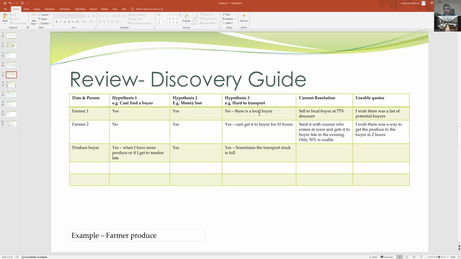When the tomatoes are there, I can take it to this place very easily, so transporting it is not an issue. Transporting it to the final buyer is not a problem. I sell it to the local buyer, so I don't have a problem sending it to someone else. So what is the current resolution? When he has excess crop, he sells it at a discount of 75% to someone in town who then cuts it and makes a pickle out of it. So that's what farmer one says.